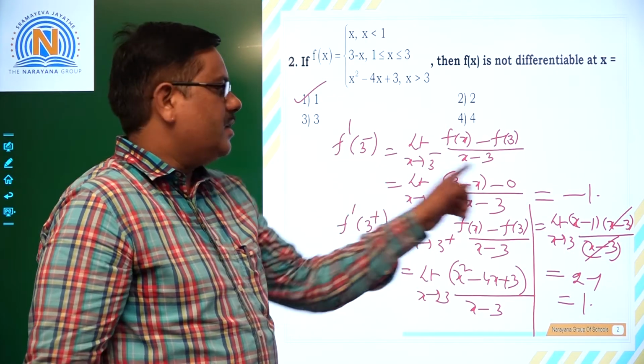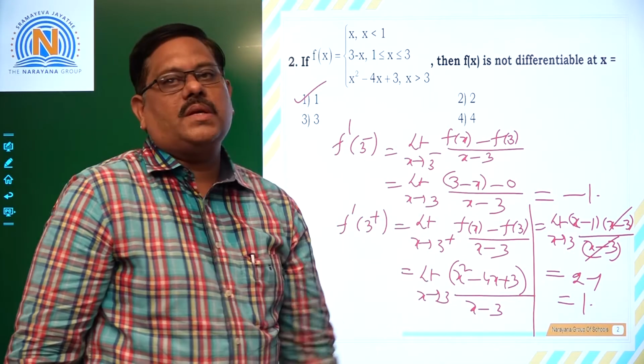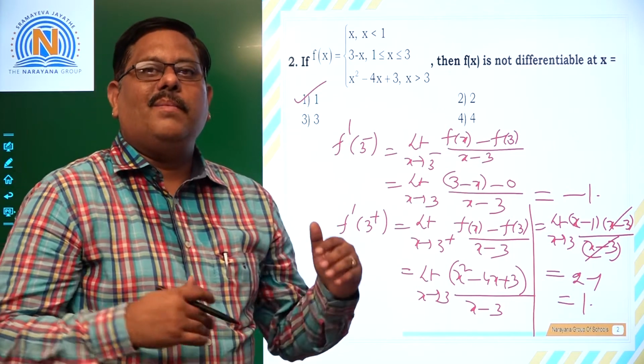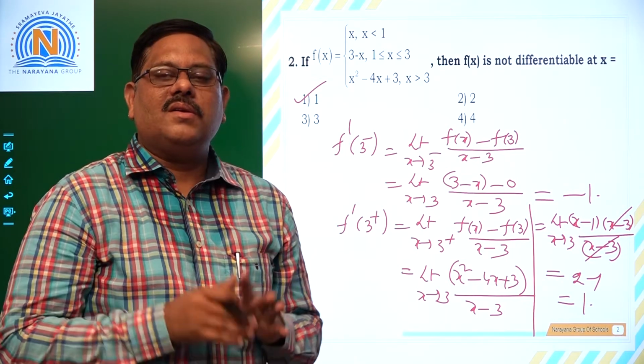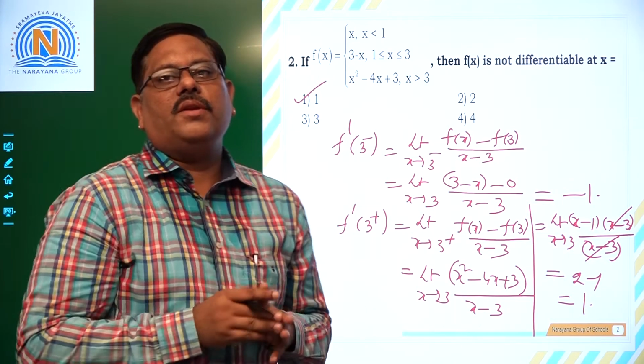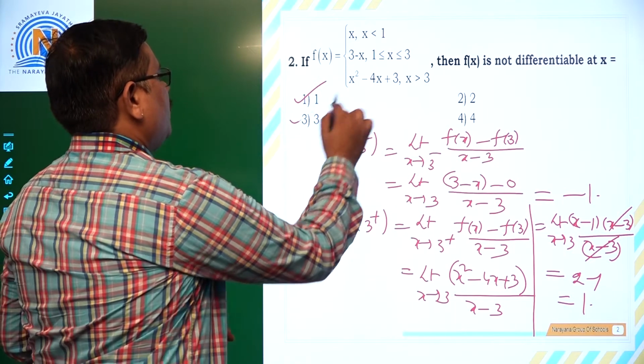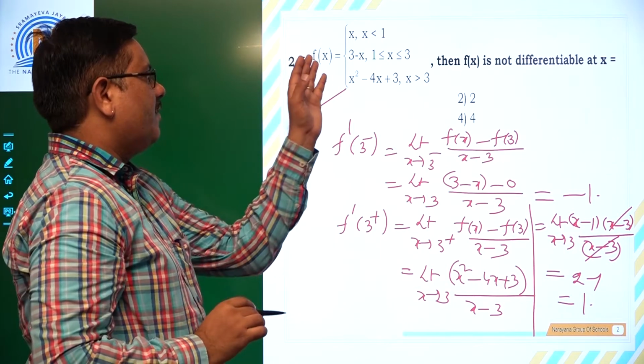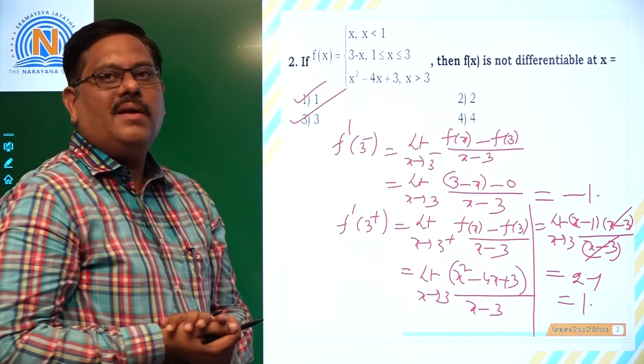Here LHD is minus 1, RHD is plus 1. Both are existing, but they are different from one another. So definitely it is correct to say that it is not differentiable at 3 also. Okay, so the function f(x) is not differentiable at 1 and 3.